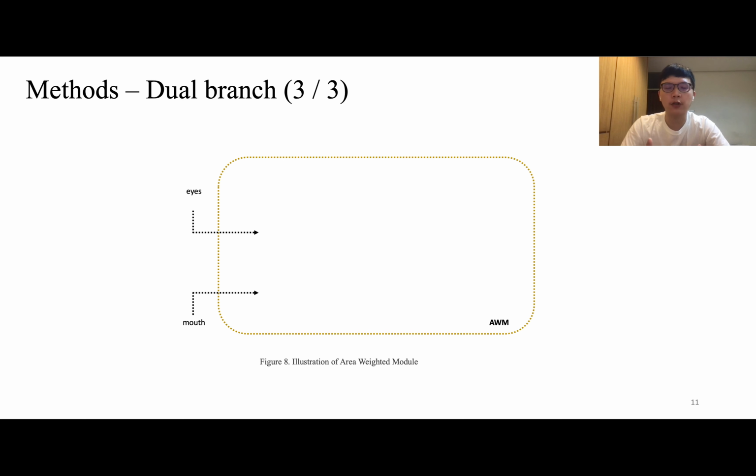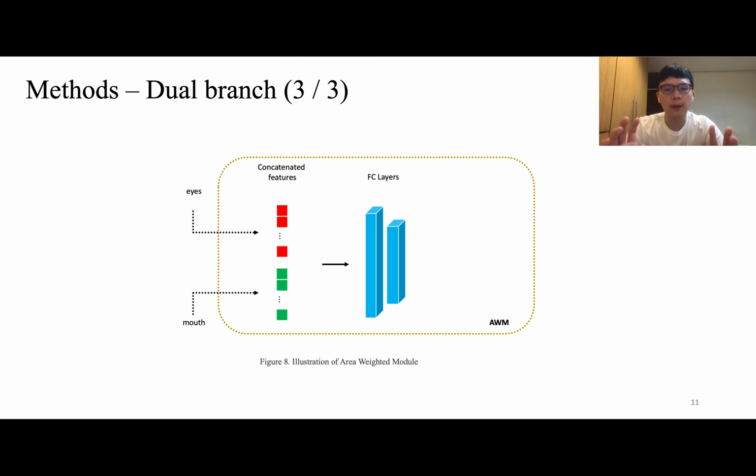And here is the detail about the area-weighted module. The unweighted features from different regions, from the eyes and mouth, will first be concatenated to form a new input. These features will be sent into two fully connected layers, followed by a sigmoid activation function, to obtain the feature weight. And this feature weight is used to represent the importance of each entry.